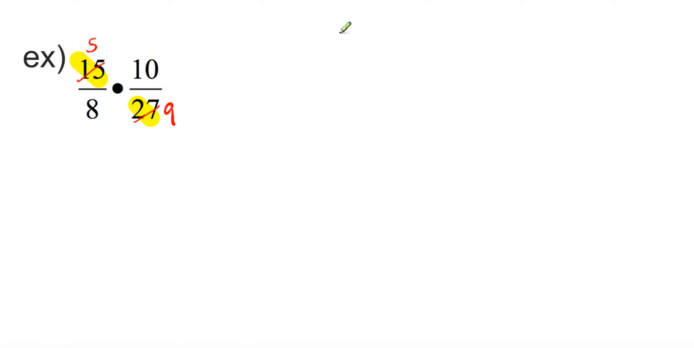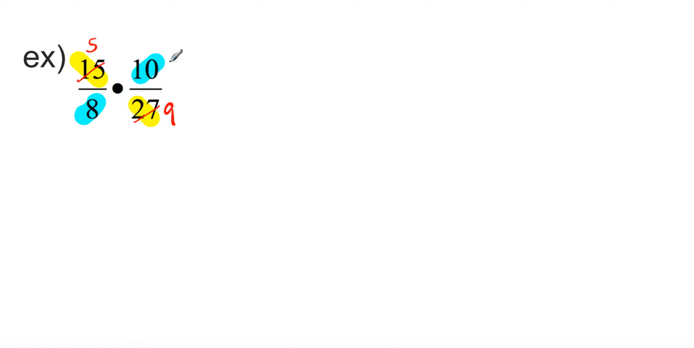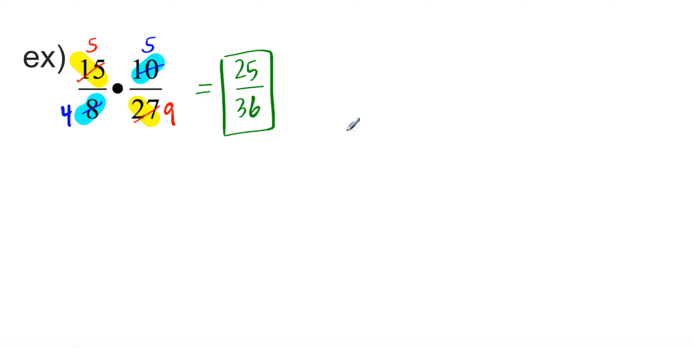Then I see that I have 8 and 10, and those have a common factor, so we can go ahead and simplify that as well because 2 goes into 10 5 times, and 2 goes into 8 4 times. So by simplifying at the get-go, the numbers are smaller and easier to work with. When we multiply across, 5 times 5 is 25 over 4 times 9 is 36. So we've got 25 over 36.